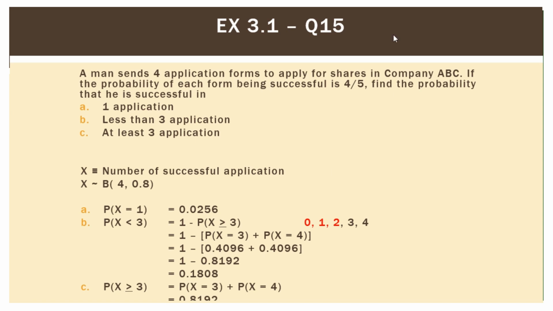Same goes for this, nothing so different here. A man sends 4 applications, so you know your n is 4. The probability of it being successful is 4 over 5, in other words 0.8. Find the probability that he is successful in, so number of successful applications. Copy the question. See this, less than 3. Less than 3 means what? 0, 1, 2. Always find the shortest way to do it. 0, 1, 2, you have to add all 3. Might as well you just take 1 minus P of 3 and 4.